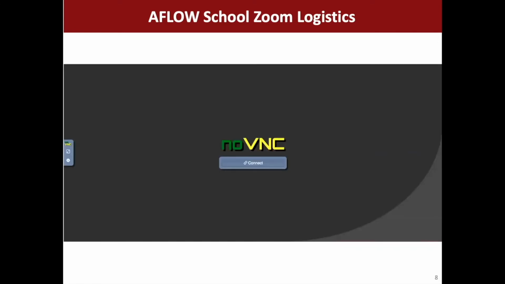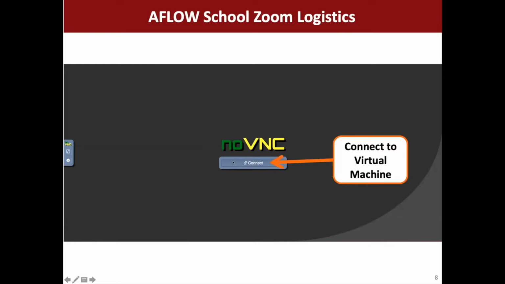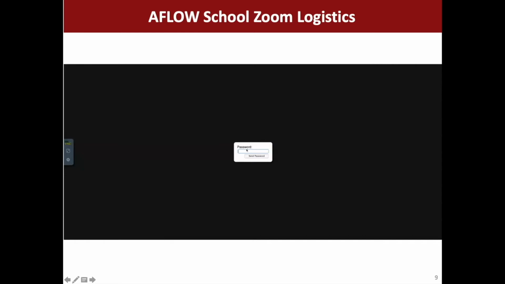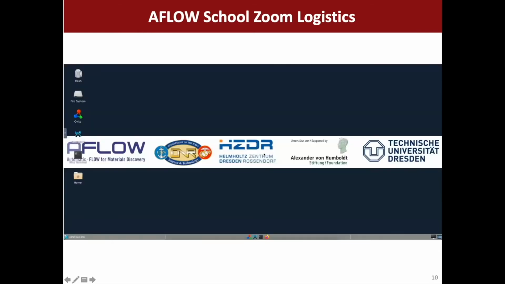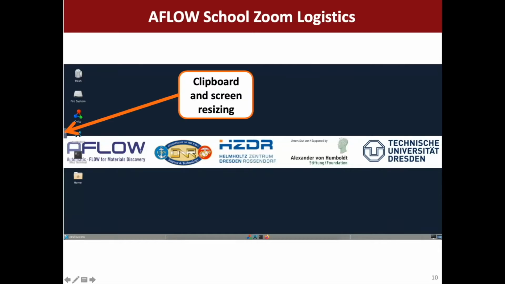When you click on the link for the virtual machine, you'll get this connect button. You'll get a browser window that looks like this. If you press the connect button to connect to the virtual machine, you'll get a password prompt. The password that was sent to you in the email is the password you should use for this virtual machine. Then once you log in, you'll get a screen like this.